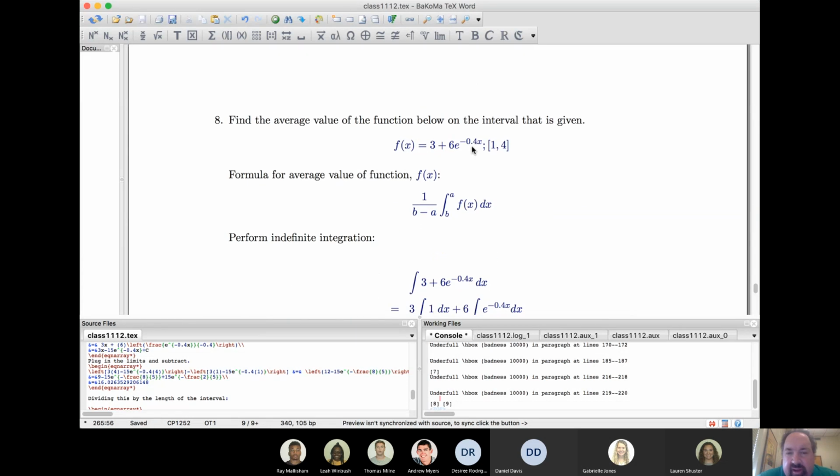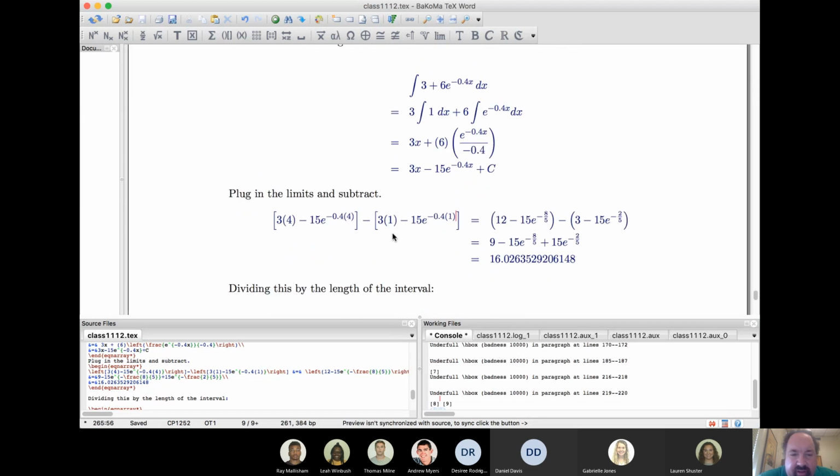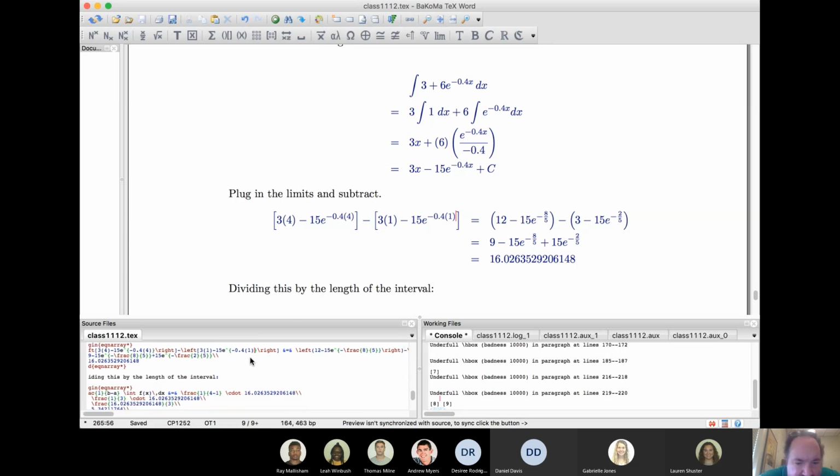Now, the limits here are 1 and 4, so that's what we plug in. Here I plugged in x equal 4. Here I plugged in x equal 1. So then, once all that's worked out, I'll just express these as decimals.